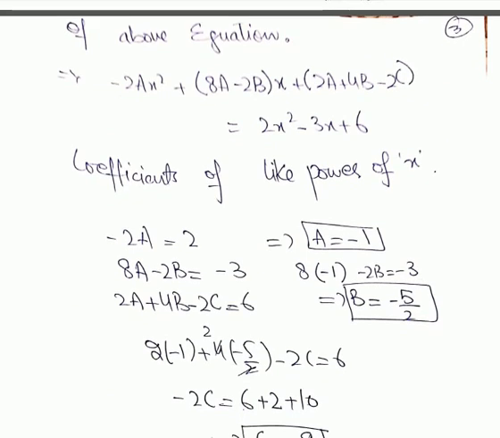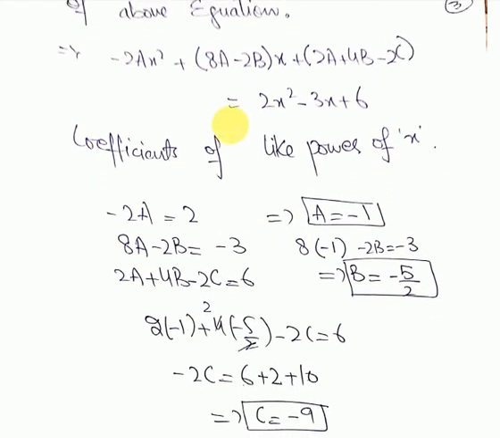Now comparing coefficients of the equation gives, after simplifying, minus 2a x square plus (8a minus 2b) x plus (2a plus 4b minus 2c) is equal to 2x square minus 3x plus 6. By comparison, minus 2a is equal to 2, 8a minus 2b is equal to minus 3, and 2a plus 4b minus 2c is equal to 6, this being the constant terms comparison.